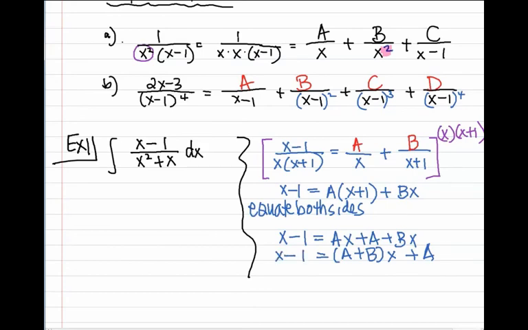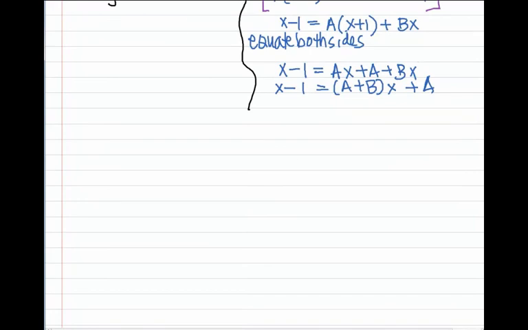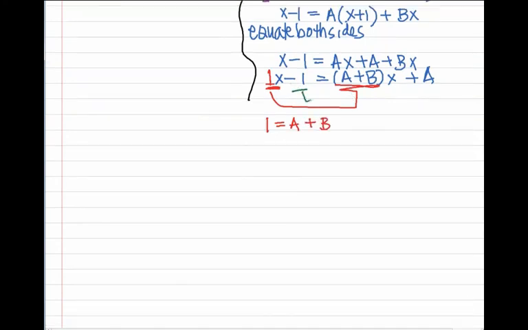Now this method of equating both sides means that I have to make sure that the left-hand side and the right-hand side are equal. Notice the left-hand side has one x. It must match up with the x's on the right-hand side, which is a plus b. So that tells me 1 equals a plus b. Okay, so the negative 1 has to equal the a. So if negative 1 equals a, then b equals 2.